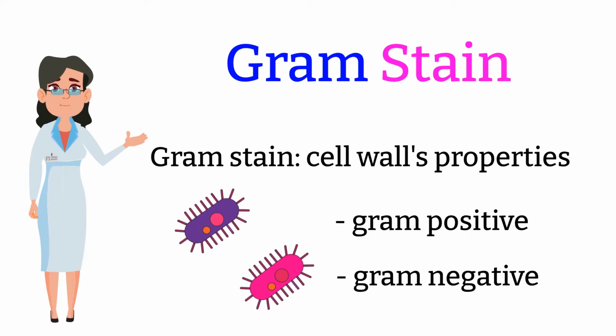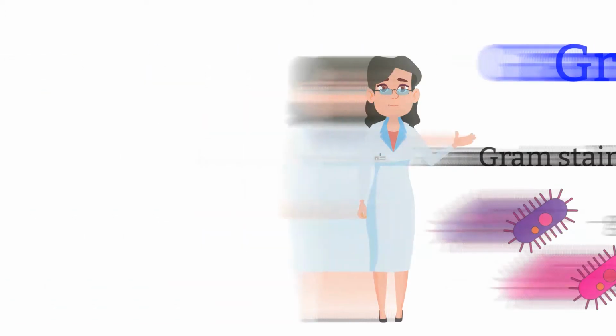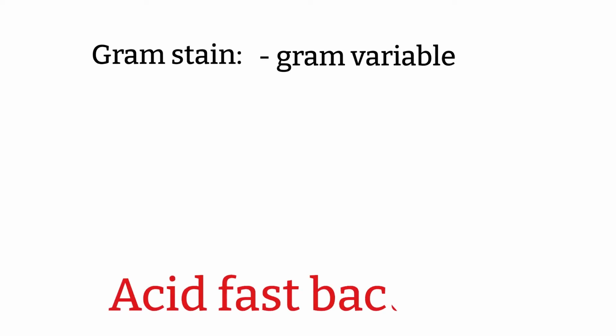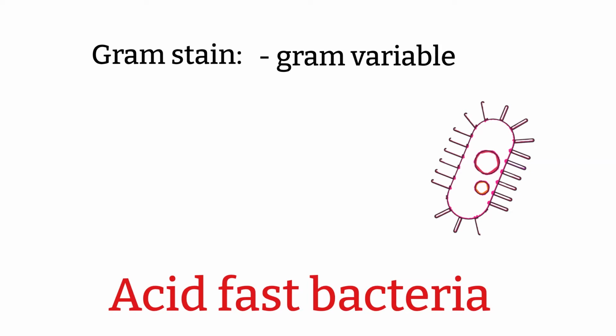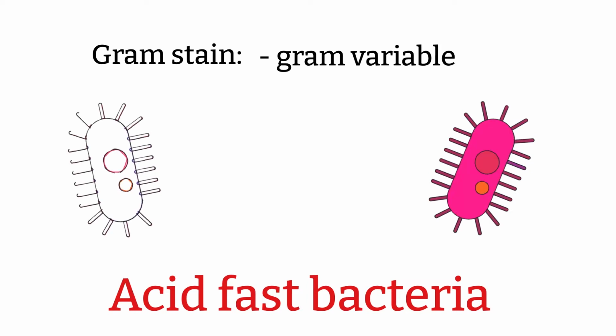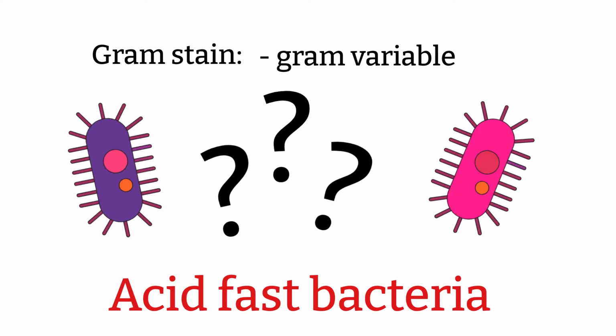It would be so convenient if we could just use one stain to group and differentiate all bacteria, but it's not like that. There are bacteria that will not stain well with Gram stain, and we call this type of bacteria gram variables or acid-fast bacteria. The reason they are called gram variables is because they can be gram-positive and can also sometimes show as gram-negative.